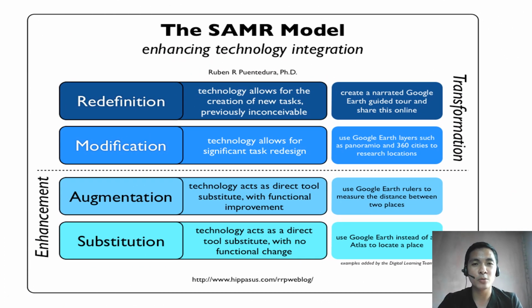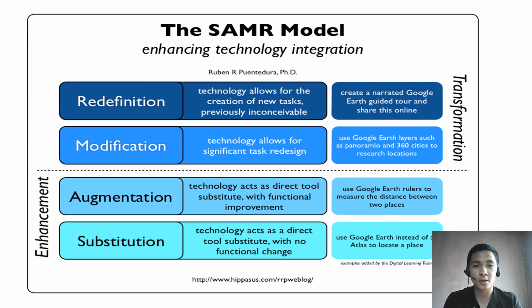Now, for the SAMR model, as we can see in the graph, or the illustration, should I say, to enhance technology integration, the substitution and augmentation are for the enhancement of teaching, while the modification and the redefinition are for the transformation. So why is it that substitution and augmentation are only an enhancement?